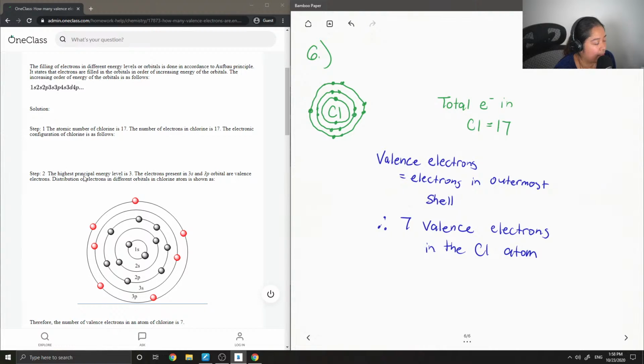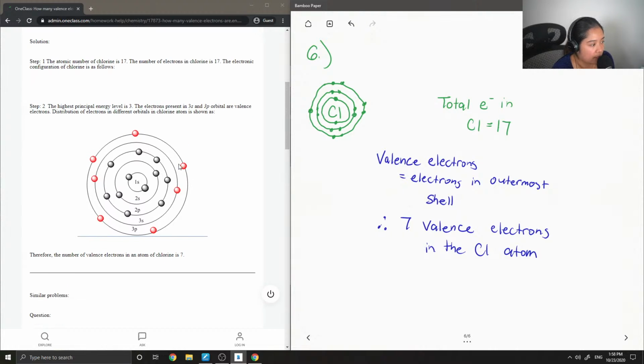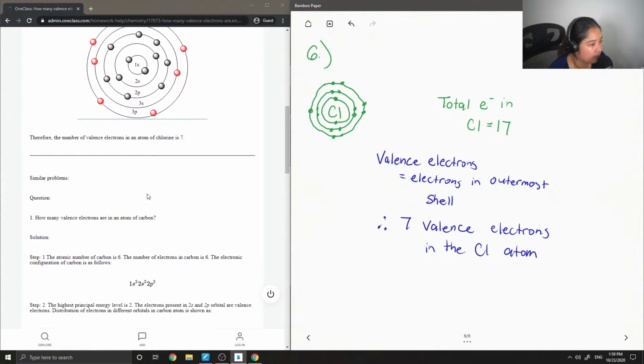Step 2, the highest principal energy level is 3. The electrons present in 3s and 3p orbital are valence electrons. Distribution of electrons in different orbitals in chlorine atom is shown as... And then they kind of wrote it this way, which I would say is more accurate. Therefore, the number of valence electrons in atom of chlorine is 7.